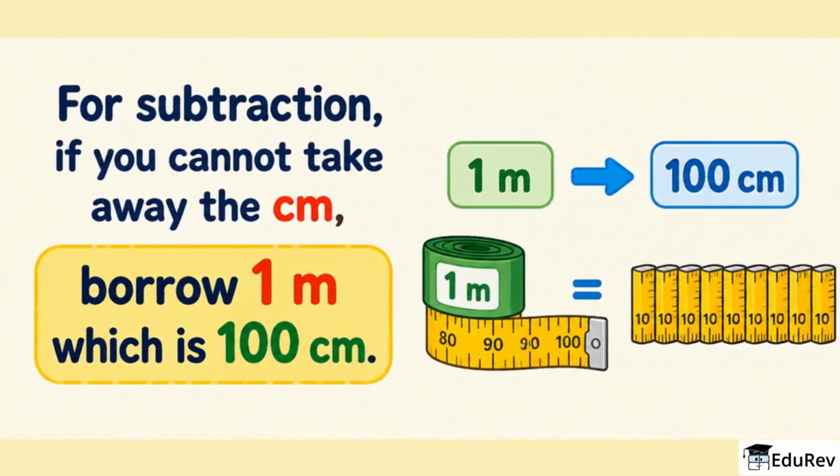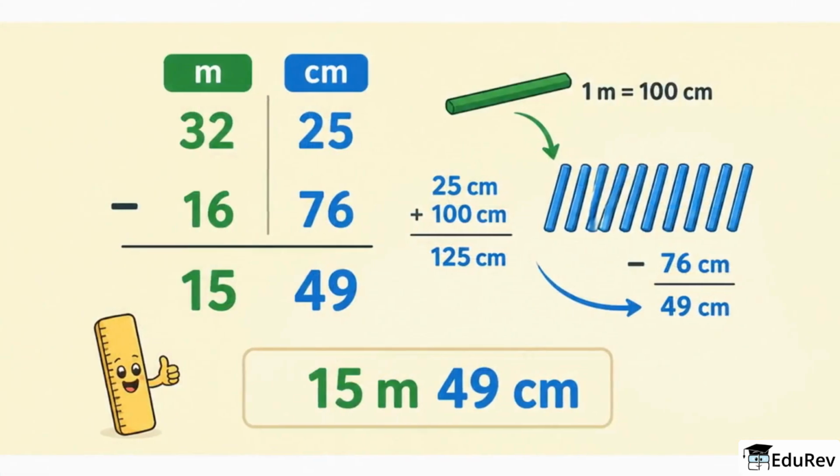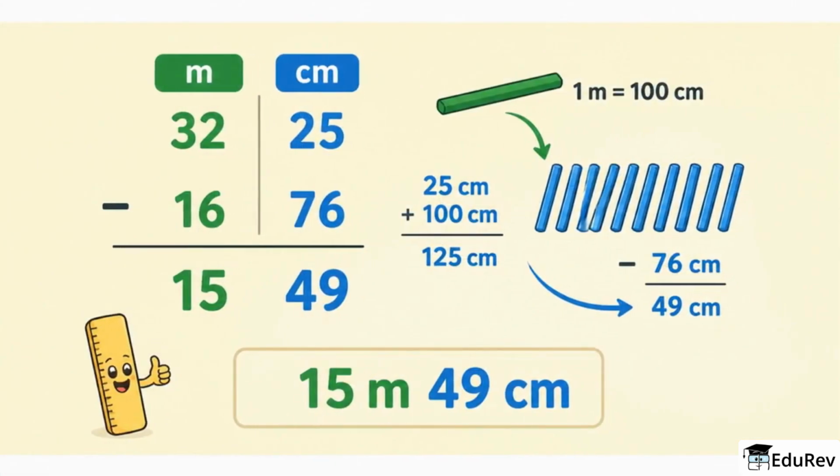For subtraction, if you cannot take away the centimeters, borrow 1 meter, which is 100 centimeters. For example, 32 meters 25 centimeters minus 16 meters 76 centimeters becomes 15 meters 49 centimeters after borrowing.